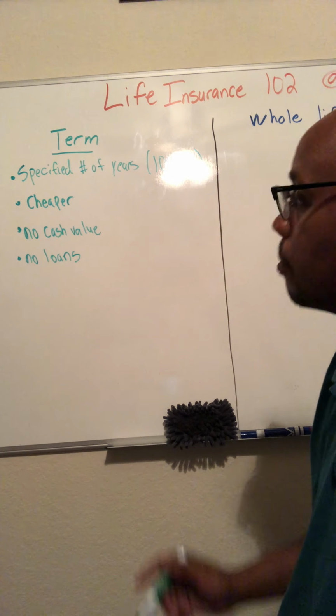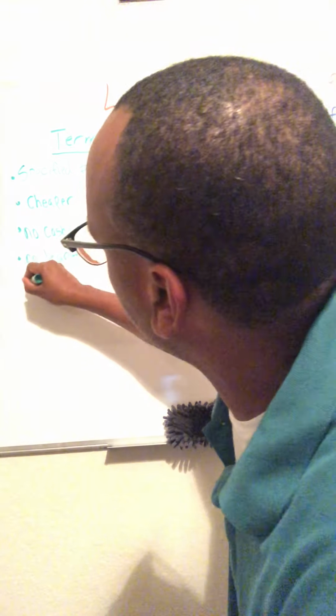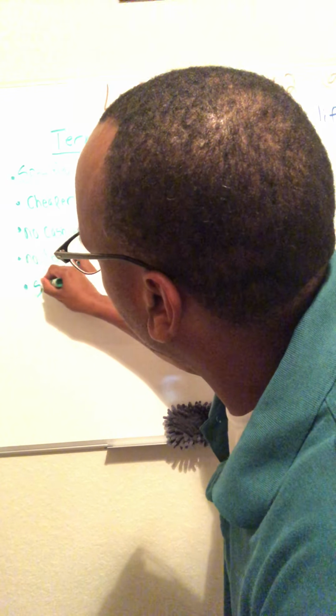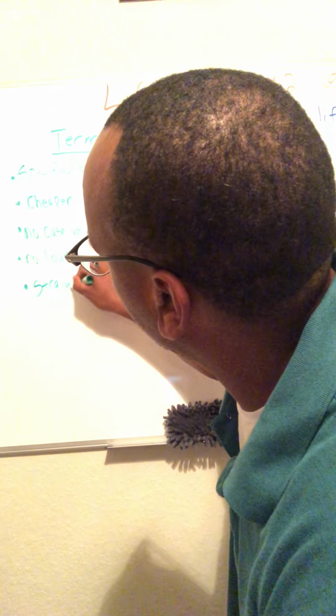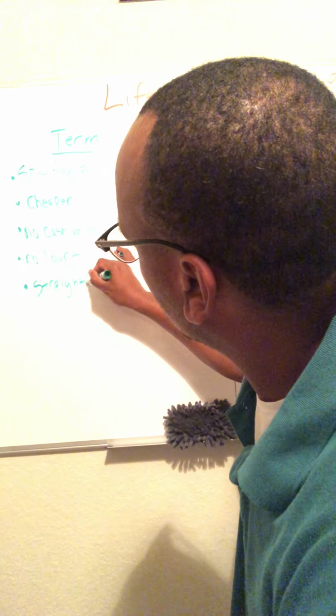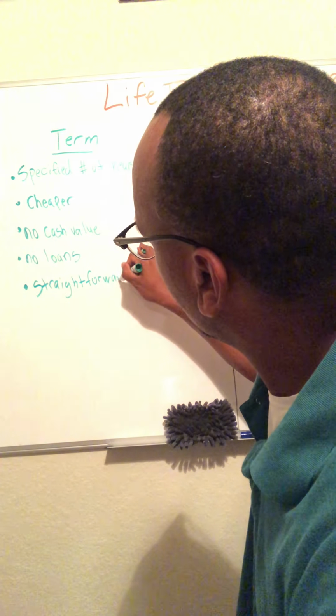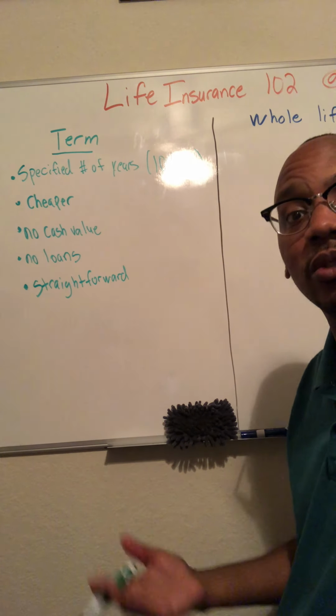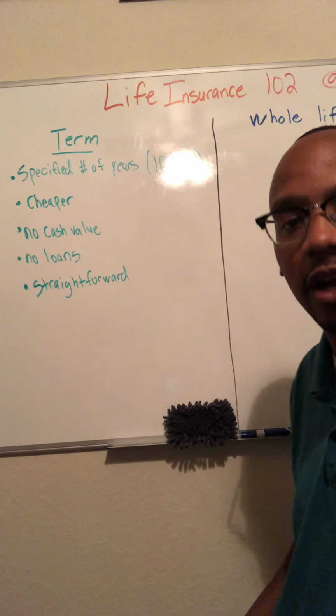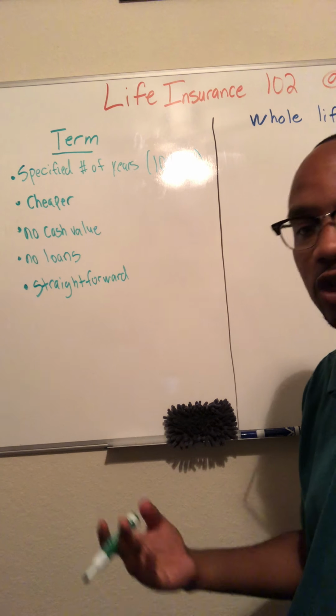But term policies are more user friendly. They're more straightforward, right? What you see is what you get. They're easier to use. They're called pure life insurance policies, right? More easy to use, more straightforward.